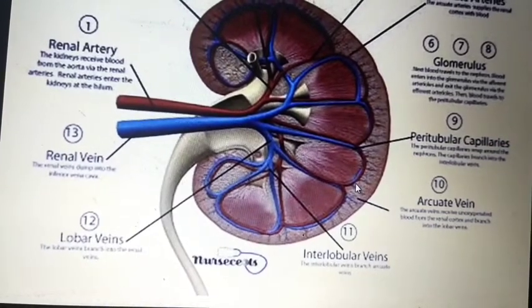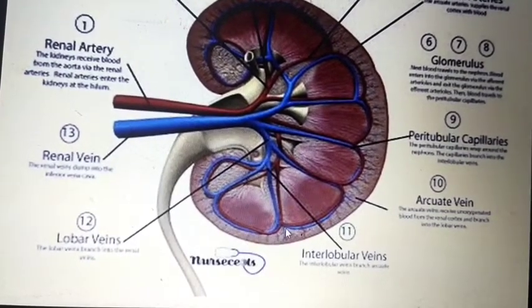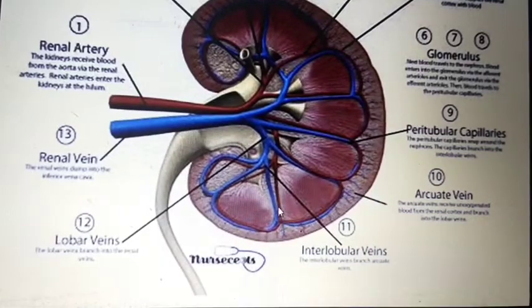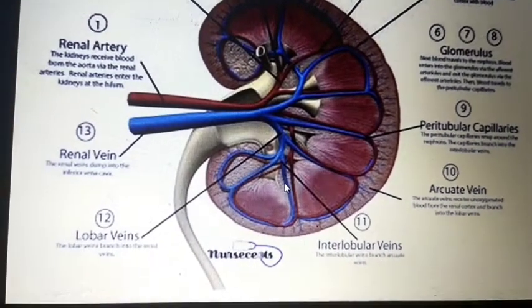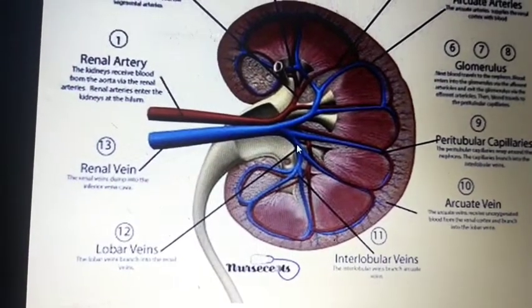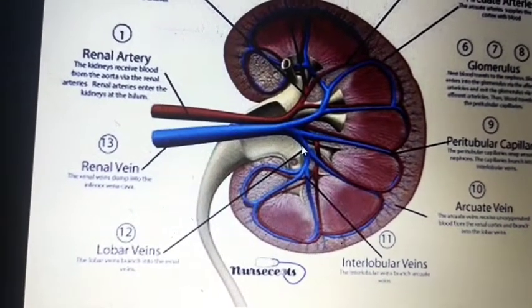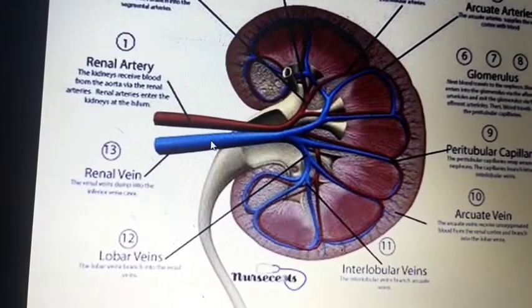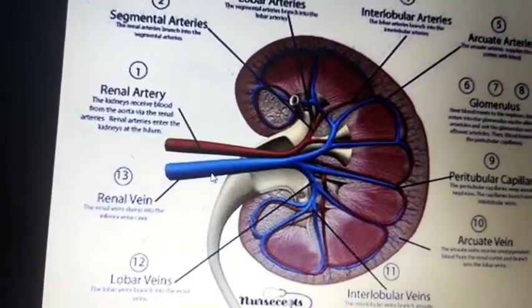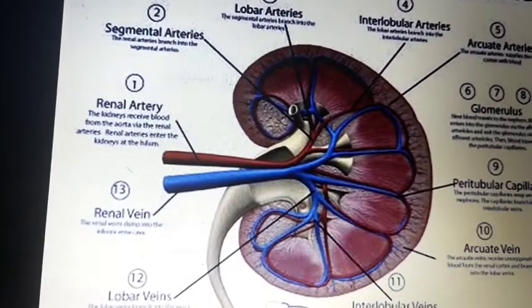arcuate vein. You see, this is the arcuate vein. These arcuate veins join together and form the intralobular vein. This intralobular vein further joins and forms the lobar vein. Each lobar vein joins to form the segmental vein, and the segmental vein joins to form the renal vein, and the renal vein drains into the inferior vena cava. Like that, it is the blood supply.